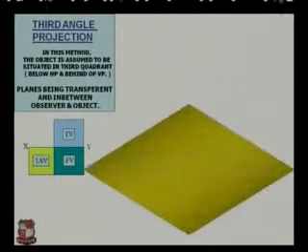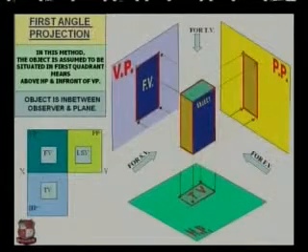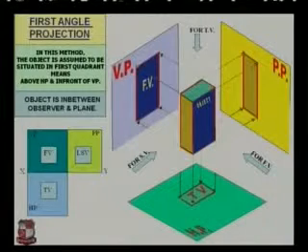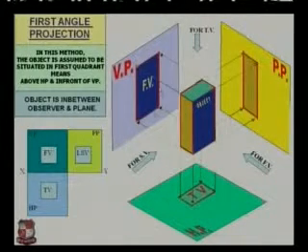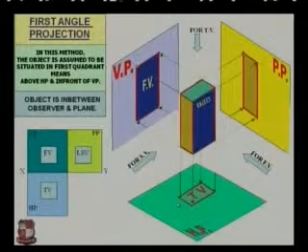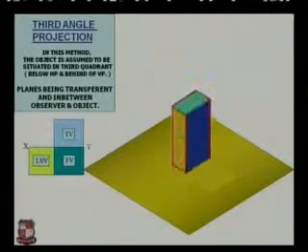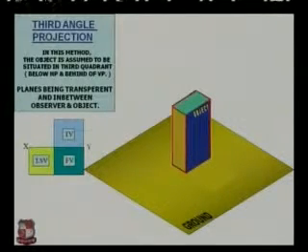Now we will consider the third angle projection method. In the case of the first angle projection method, the object is between the horizontal and the vertical plane, that is in the first quadrant. But in the case of the third angle projection method, the object is kept at the ground level. The object is kept at the ground level because the third angle projection method is done by keeping the object in the third quadrant, that is below the horizontal plane, which is the ground level.